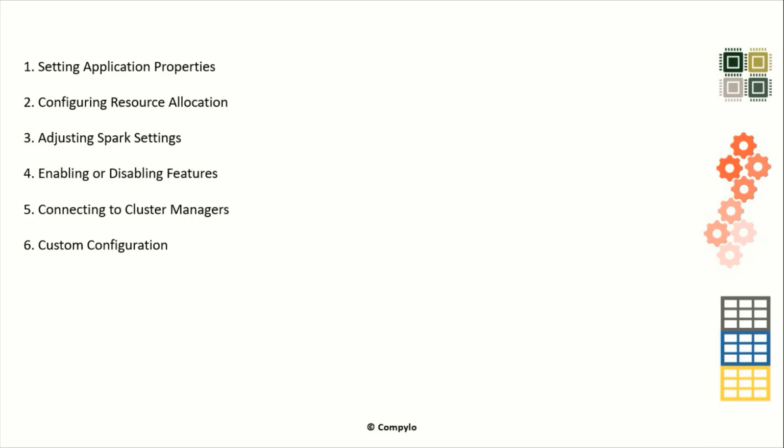Next point is if we are running our Spark job on a cluster, we can specify the master URL like local, yarn, mesos, etc. in the SparkConf to indicate how our application should be executed. And the last point is we can also define our own custom configuration parameters that can be read later in our application.